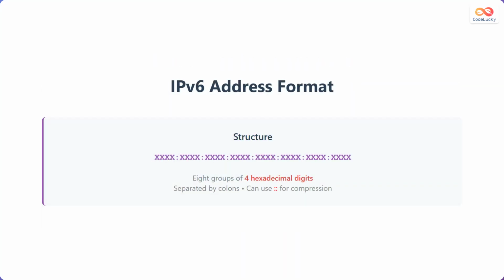Now let's move on to IPv6 addresses. An IPv6 address consists of 8 groups of 4 hexadecimal digits. The groups are separated by colons. An example is shown on the screen: XXXX:XXXX:XXXX:XXXX:XXXX:XXXX:XXXX:XXXX. For simplicity, consecutive sections of zeros can be compressed using a double colon, denoted as ::.